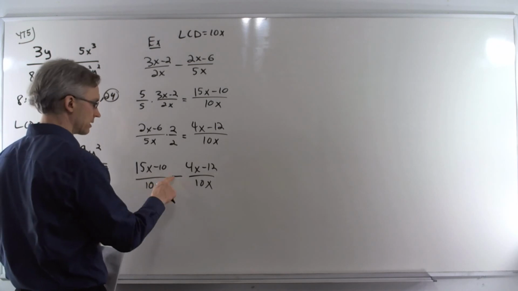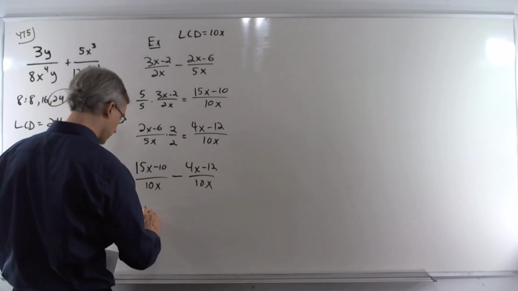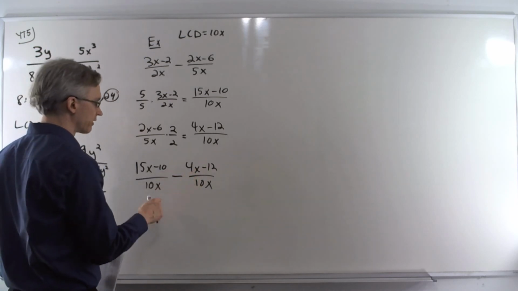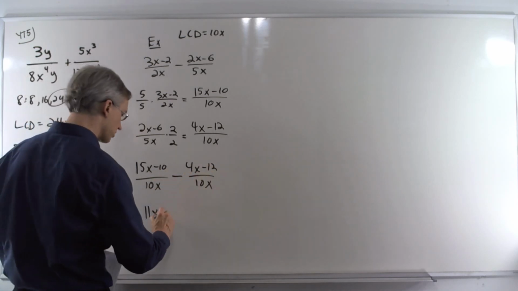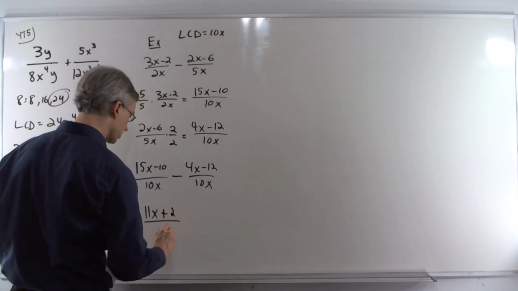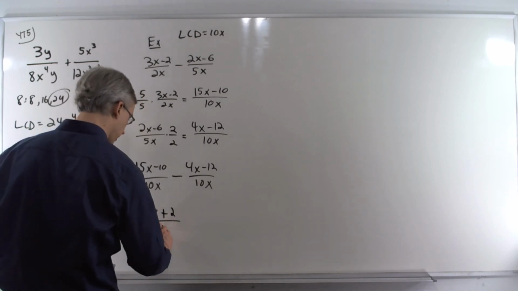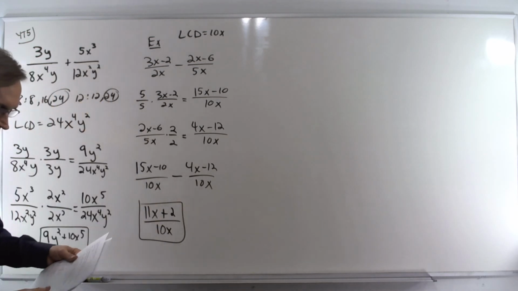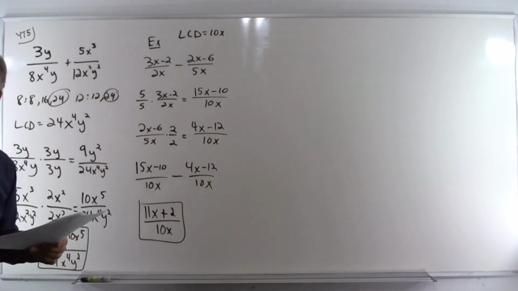So 15x minus 4x, that's 11x. And then negative 10 minus negative 12, that's the same as negative 10 plus 12, so that's positive 2. So 11x plus 2 over our common denominator, which is 10x. Your turn, number 6.